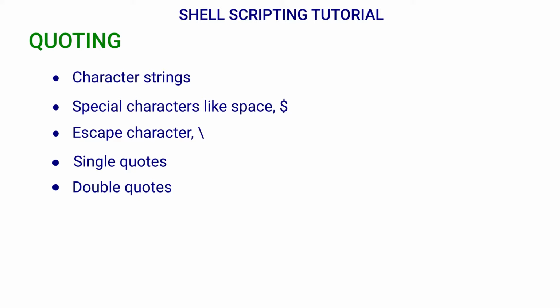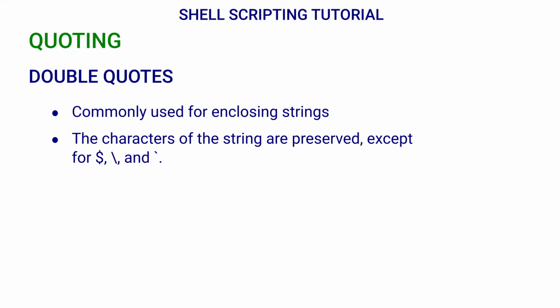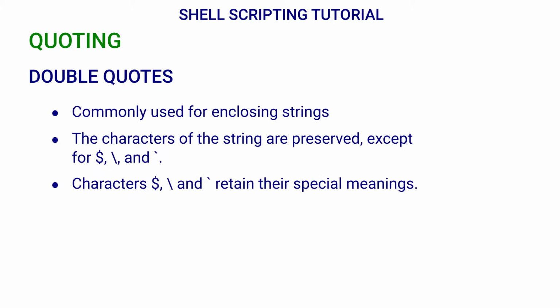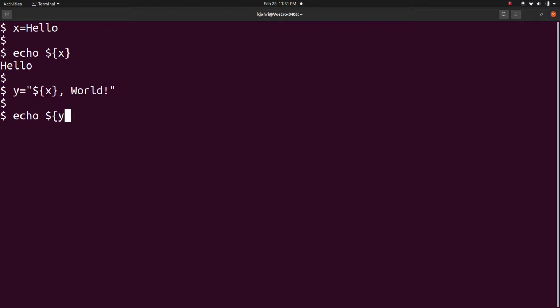Double quotes. Double quotes are commonly used for enclosing strings. The characters of the string are preserved in double quotes, except for dollar, backslash, and backtick. Dollar, backslash, and backtick retain the special meaning. For example, x=hello, echo ${x} prints the value of x, which is hello. Now, if we say y="${x}, world", the shell looks inside the double quotes and replaces ${x} with the value of x, and we get hello, world.